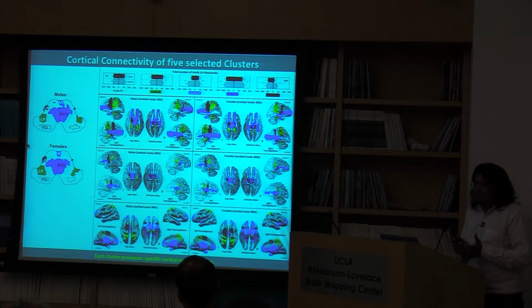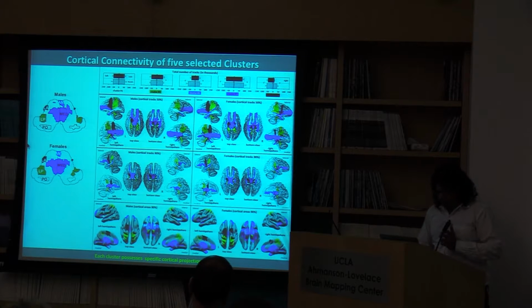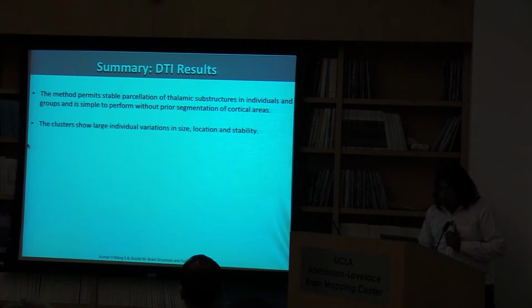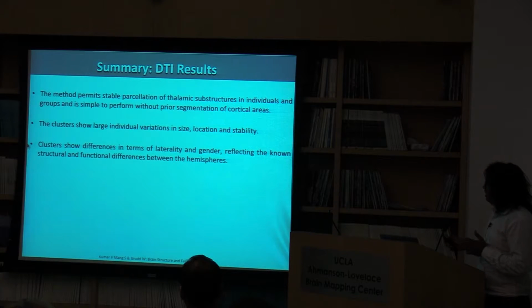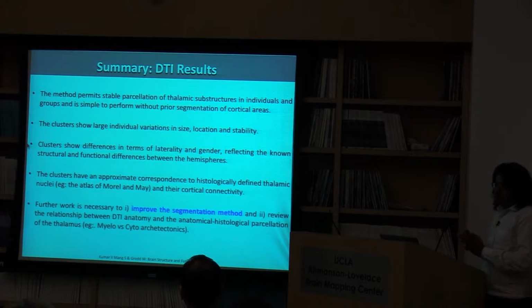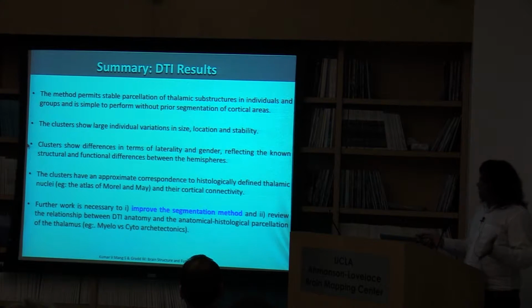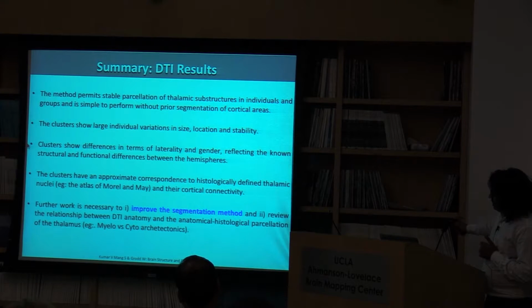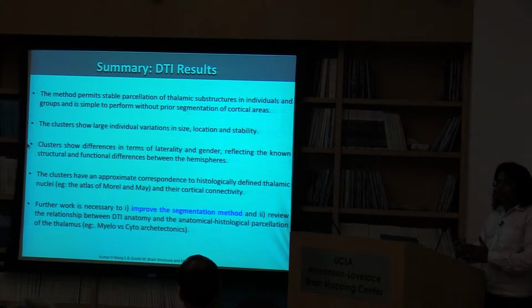So in summary, each cluster possesses specific cortical projection sites. And this slide summarizes our DTI findings. The method permits stable parcellation of thalamic substructure in individuals and in groups, and it's simple to perform. It takes like 10 to 15 seconds per subject, and you don't need any prior segmentation of the cortical areas. Clusters showed variability in size, location, and stability, and we found more laterality differences than gender differences. And clusters have approximate correspondence to histologically defined thalamic nuclei and their cortical connectivity.